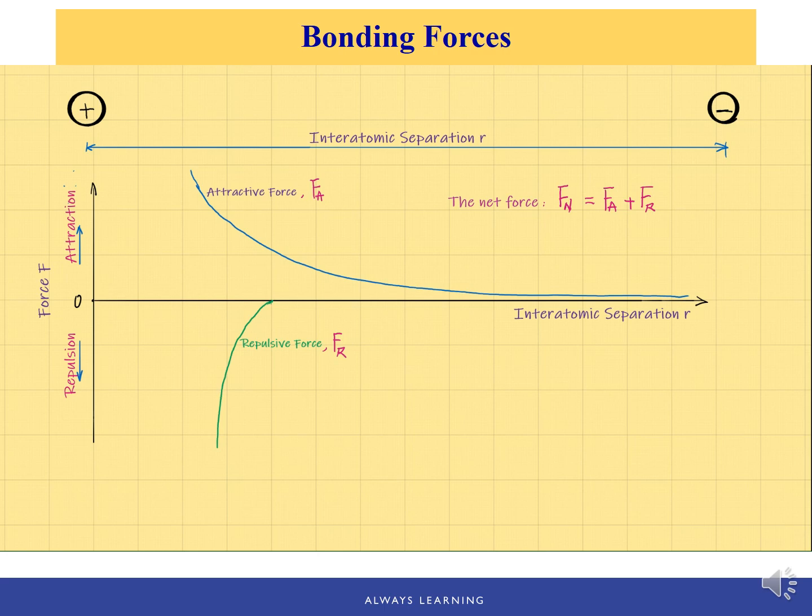Before the repulsive force starts to play, the net force just equals the attractive force. So it will just be the same line as this attractive force. And then we need to subtract the value of the repulsive force from the attractive force. So it will look like this. It starts decreasing. And this is the curve for the net force.